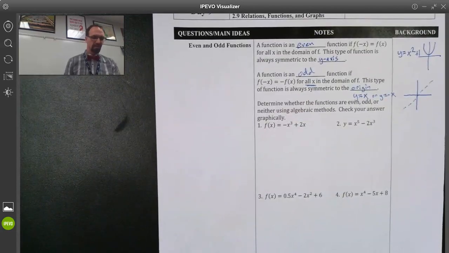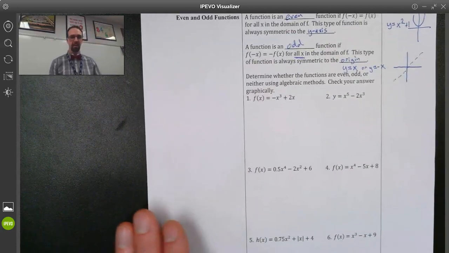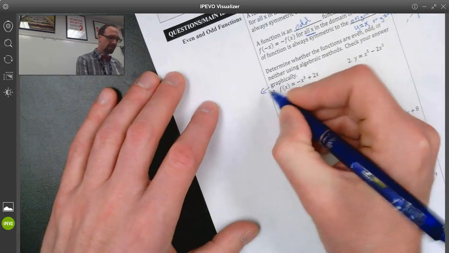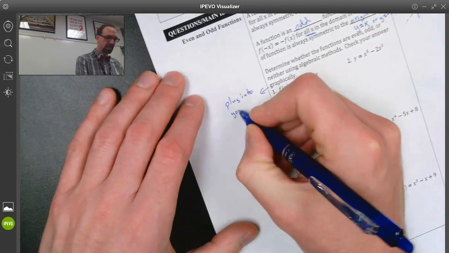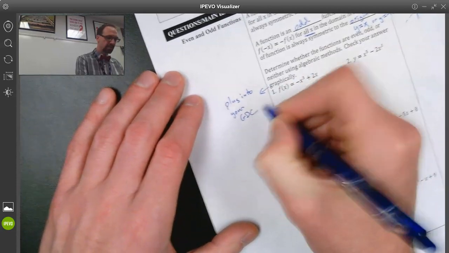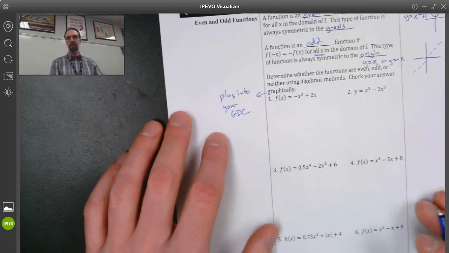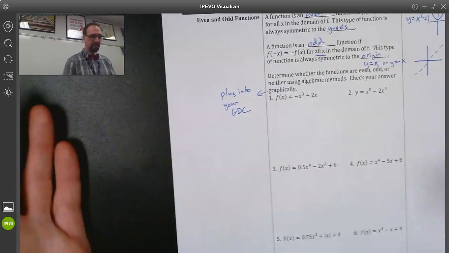Determine whether the functions are even or odd, or neither, using algebraic methods. Then you can check your answer graphically. What I mean by this is just plug it into your GDC, your graphical display calculator, and then you can see what it looks like.